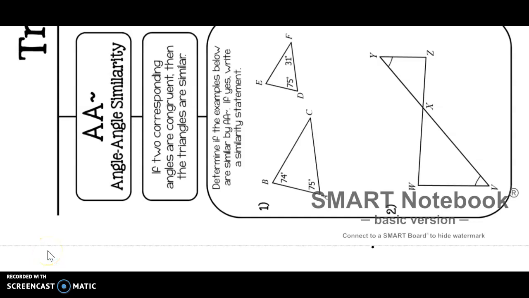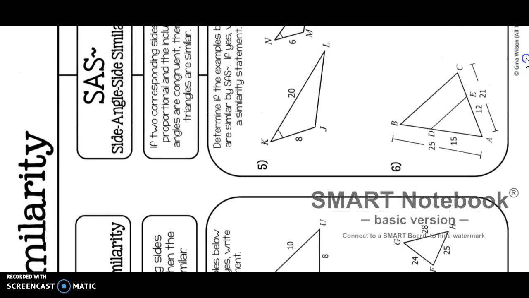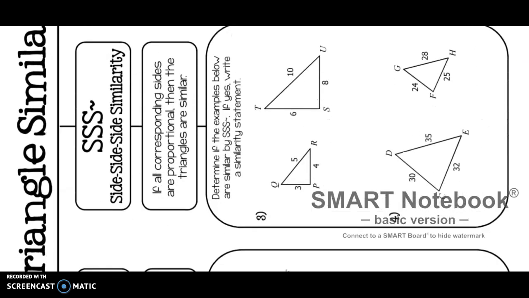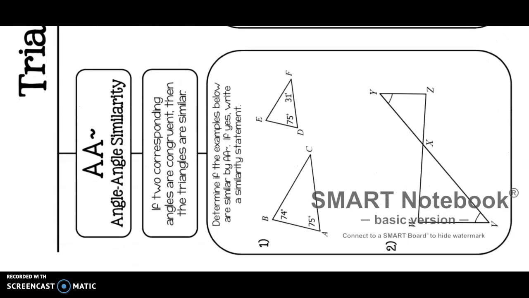Everybody, here's video part 2. Okay, so now we're going to talk about triangle similarity. We're going to have 3 different triangle similarities: angle-angle, side-side-side, and side-angle-side. We've actually had 2 of these 3 before. Angle-angle is a little bit different, but it's actually going to be pretty easy for us.